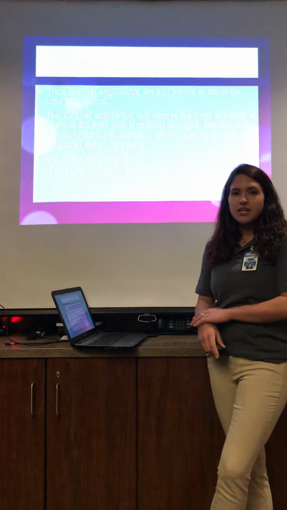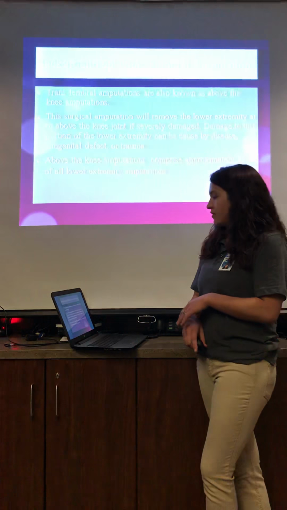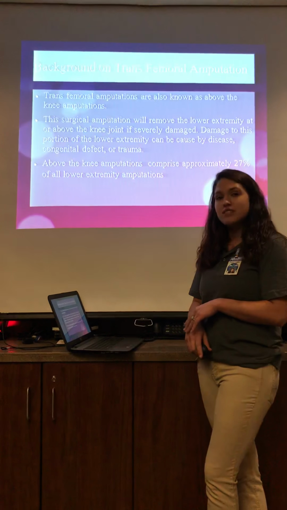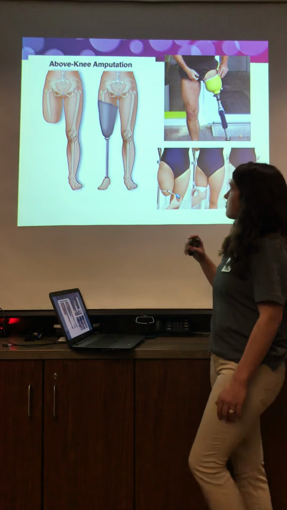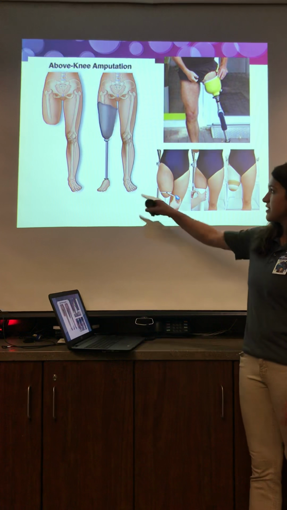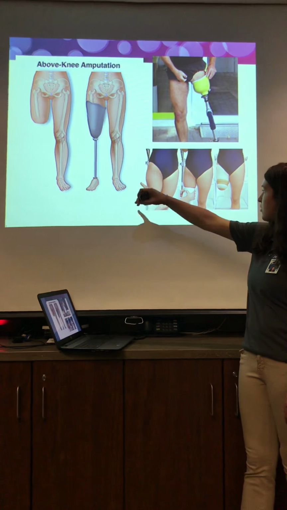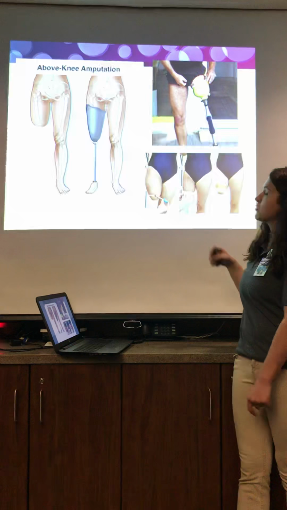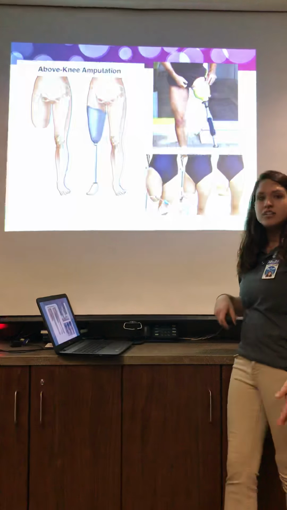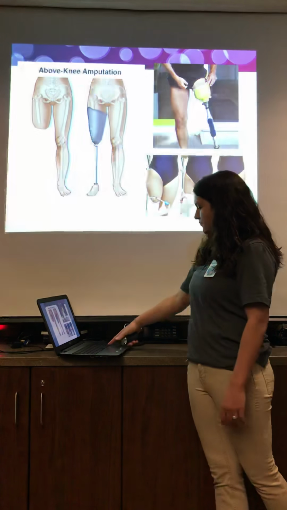Above knee amputations comprise around 27% of all lower extremity amputations. Here are just some pictures of above knee amputations. You can see where it's been cut on this one, and these are just some things that we'll get into further on. I just wanted to show you a picture of what transfemoral amputations look like.